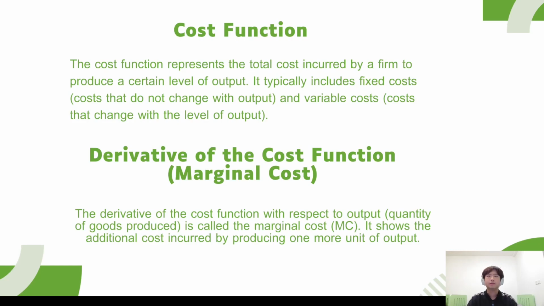The cost function represents the total cost incurred by a firm to produce a certain level of output. It typically includes fixed cost and variable cost. The derivative of the cost function with respect to output is called the marginal cost. It shows the additional cost incurred by producing one more unit of output.